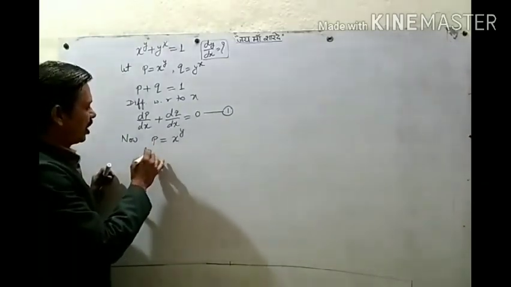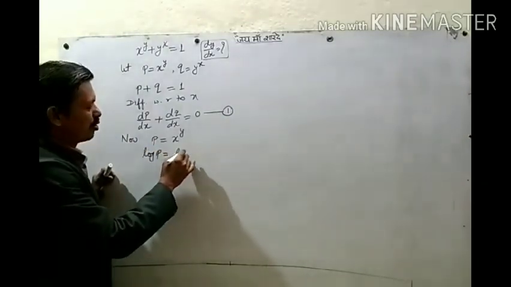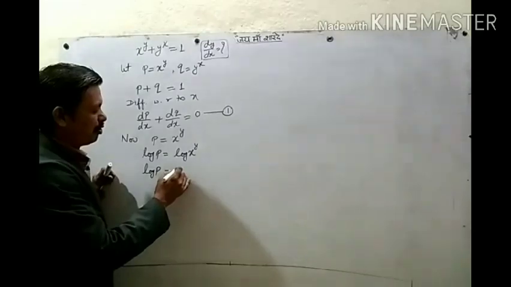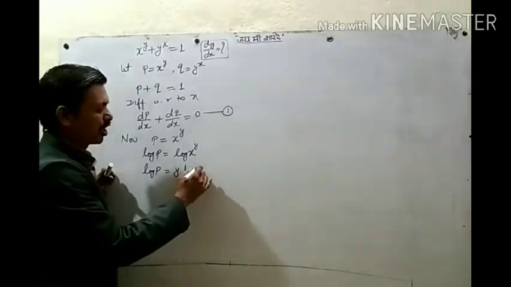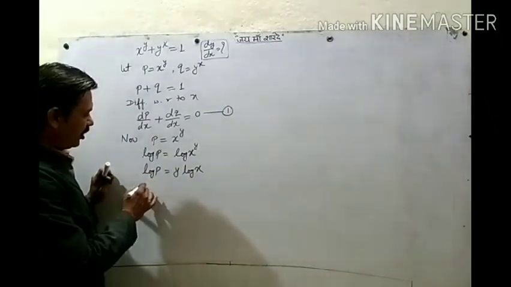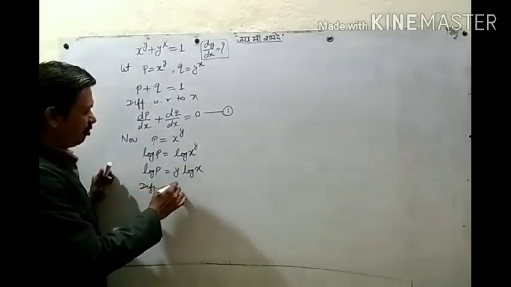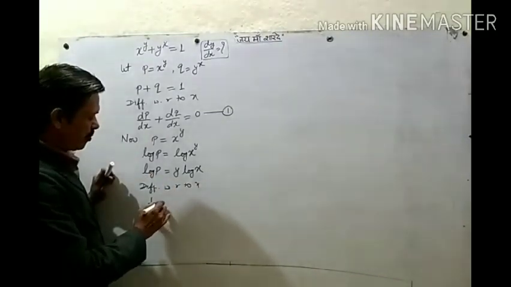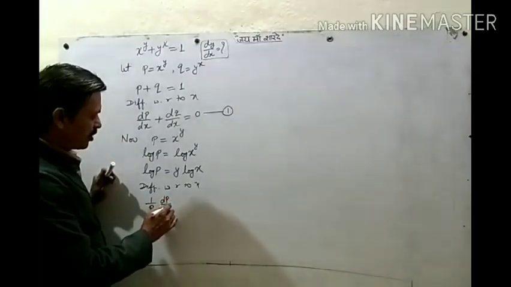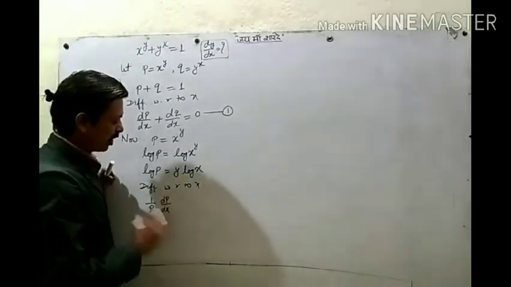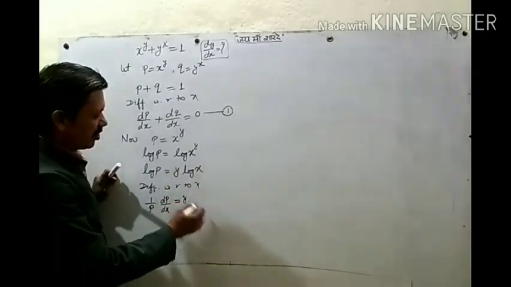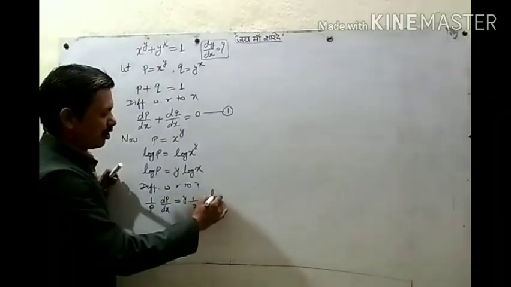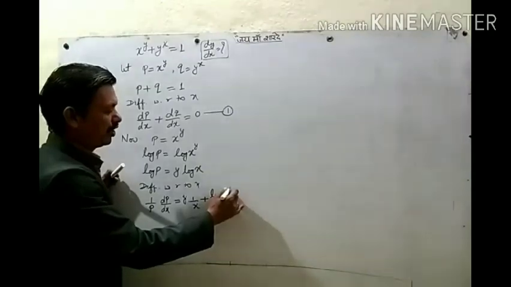So taking log on both sides, we get log of p is equal to log of x to the power y. So it is log of p equal to, applying the property of log, y log x. Then differentiating with respect to x, what we get: derivative of log p is 1 by p into dp by dx, right? Derivative of p with respect to x is equal to y as it is, derivative of log x is 1 by x, plus log x as it is, derivative of y, it will be dy by dx.